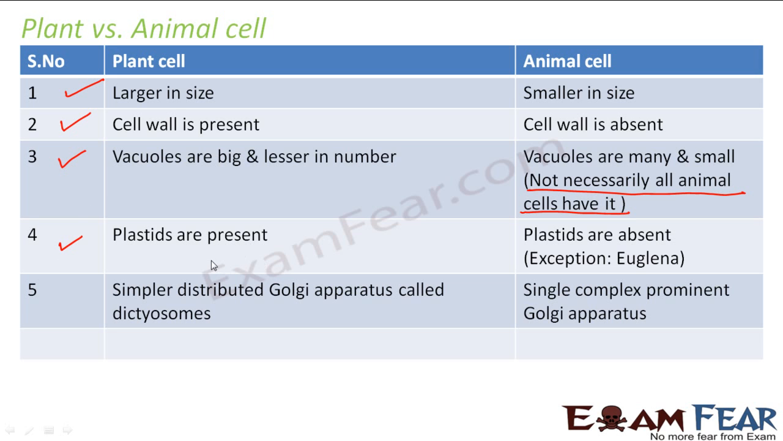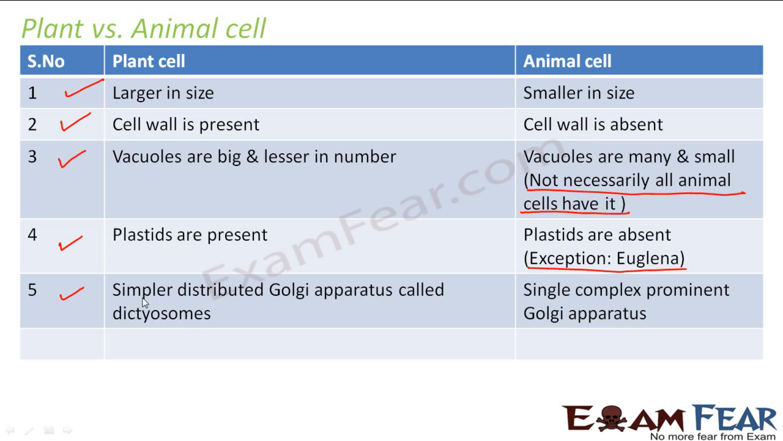Plastids are present in plant cell, but they are not present in animal cells. There is one exception to it, however, that is Euglena. So Euglena again belongs to the class Protozoa, who have got plastids. But normally all other animal cells do not have plastids.